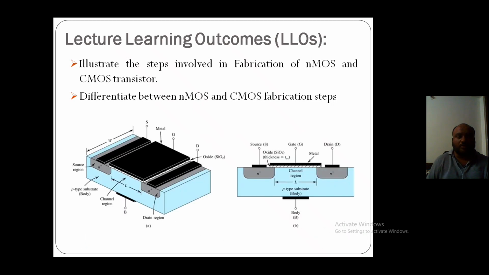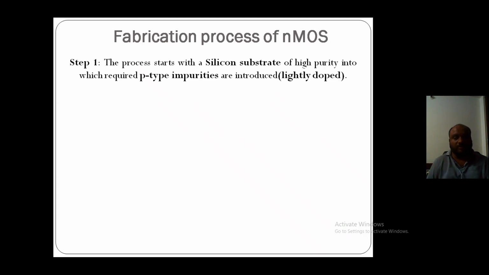This represents the overall view of the 3D cross-section and front view of an nMOS transistor, what we are going to learn now. Fabrication process of nMOS. It consists of different steps where it starts with step 1.